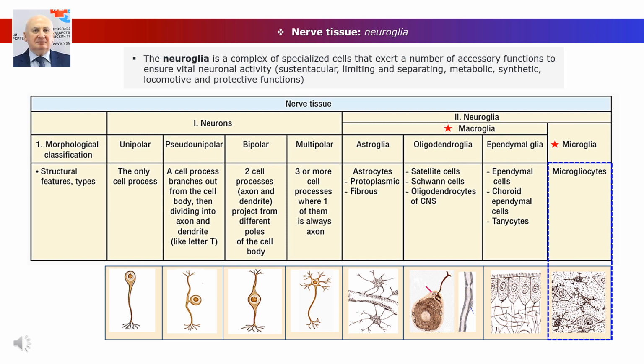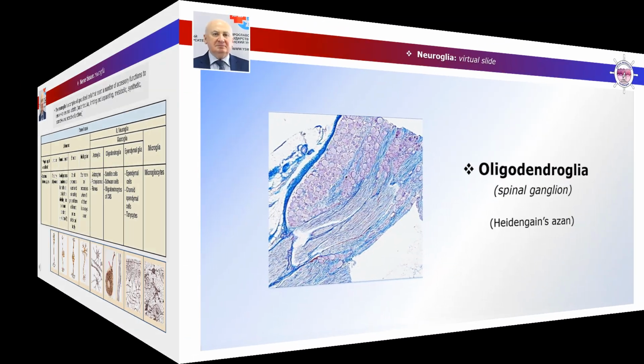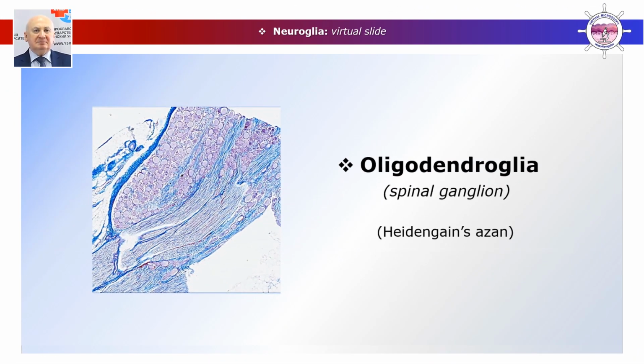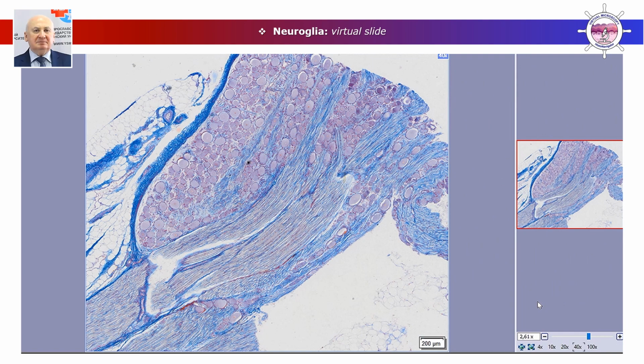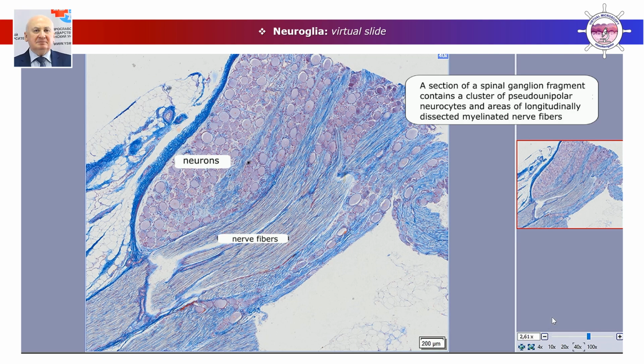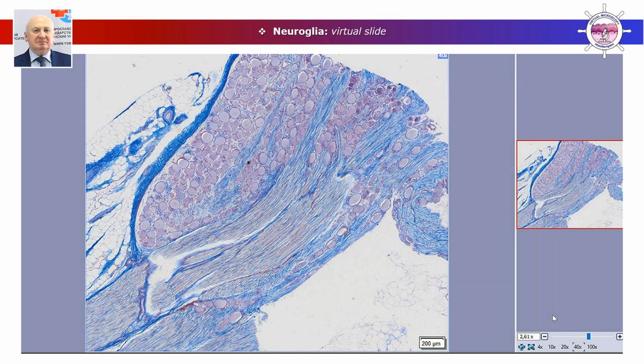The types of macroglia are astroglia, oligodendroglia, and ependymal glia. Oligodendroglia: satellite cells and neurolemocytes. A section of a spinal ganglion fragment contains a cluster of pseudounipolar neurocytes and areas of longitudinally dissected myelinated nerve fibers.